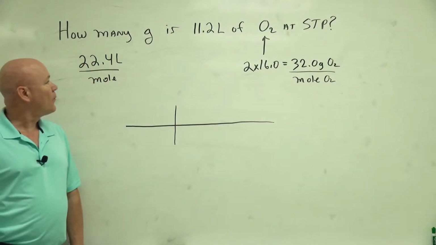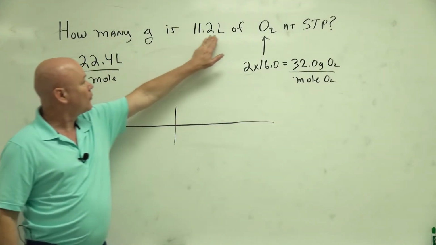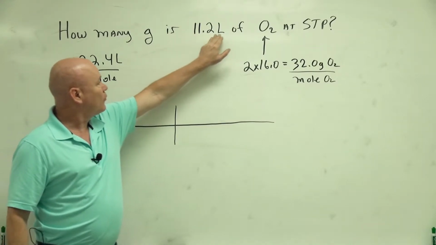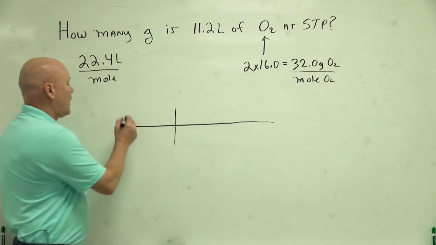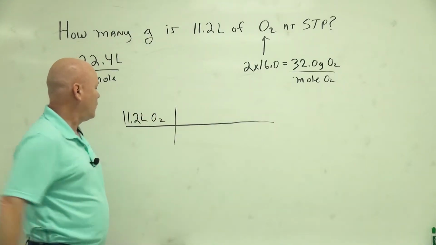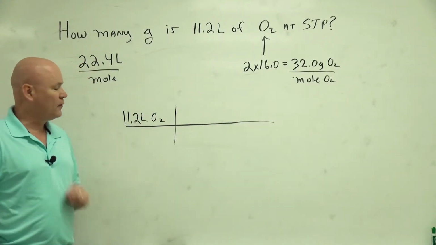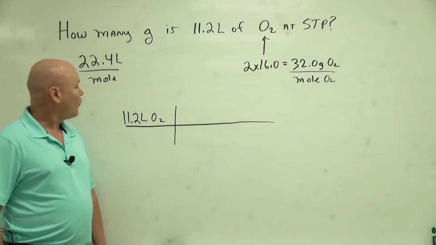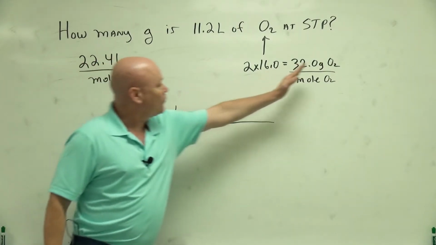What's our measured number up there? Well, this is our measured number, and it is 11.2 liters of oxygen gas. There we go. There's my measured number. Measured number always lives in the upper left-hand side. So we have a pair of conversion factors next.